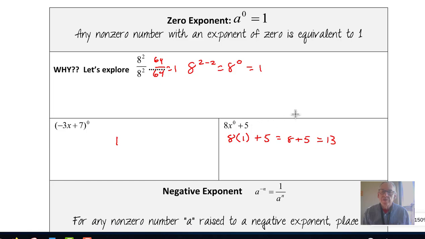Now, if this was written differently, and it was 8x in parentheses to the 0 power, then that whole thing would end up being equal to 1. But in this case, the x is to the 0 power, and it's 8 times x to the 0 power, so 8 times 1 plus 5. So you got to be careful with those.